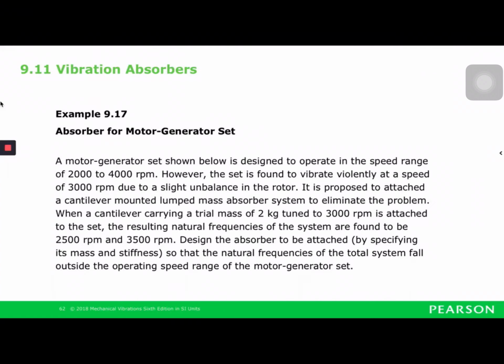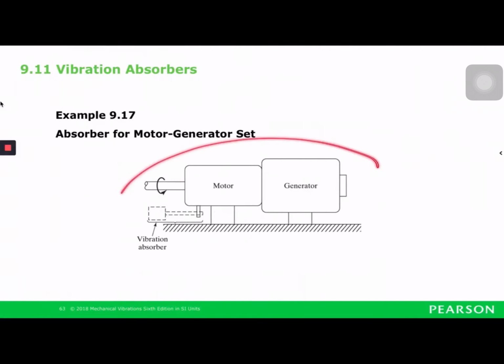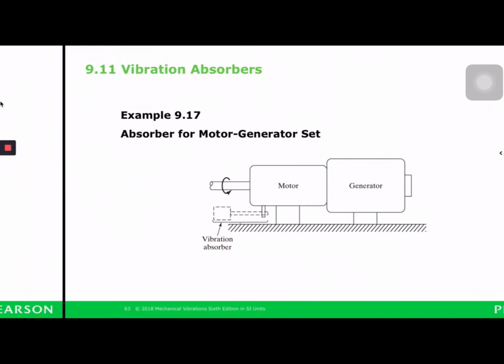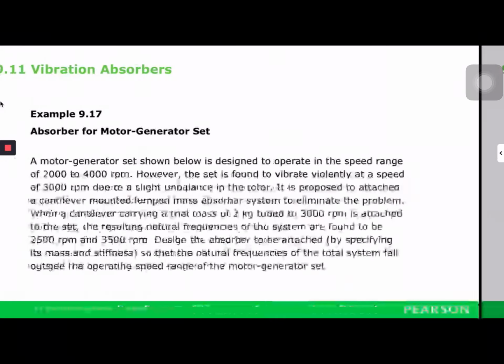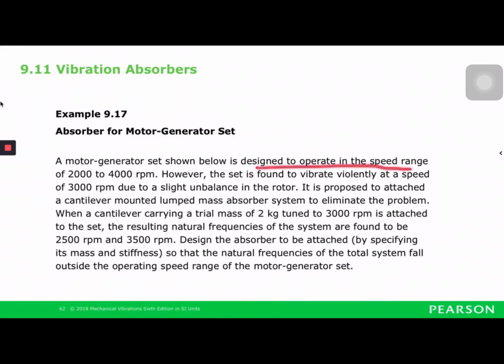Now, a motor generator set. This is a motor generator set. We have a motor and generator. It is designed to operate in the speed range of 2000 to 4000 rpm. So the operating condition is 2000 to 4000 rpm. However, the set is found to vibrate violently at a speed of 3000 rpm due to slight unbalance in the rotor. So basically the resonance is around 3000 rpm.